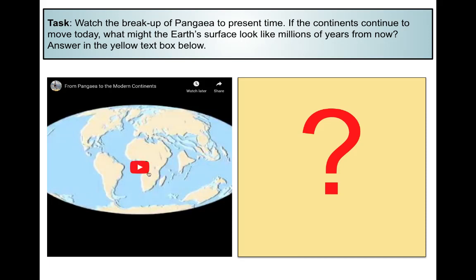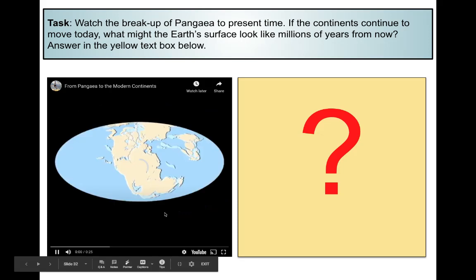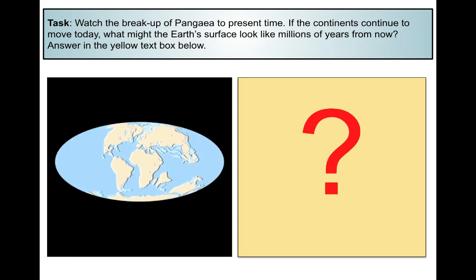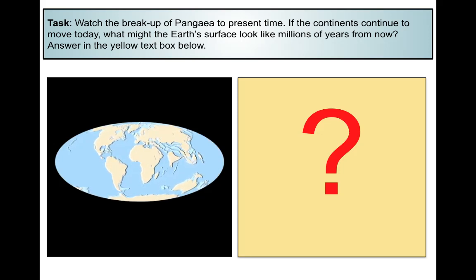So when we look at the video of Pangea breaking up and the pieces drifting to their current locations, if the continents are still moving today and continue to move, what might the Earth look like in the future? I asked you this question the other day, and so many of you had some great ideas. How about I take you through what it might look like?